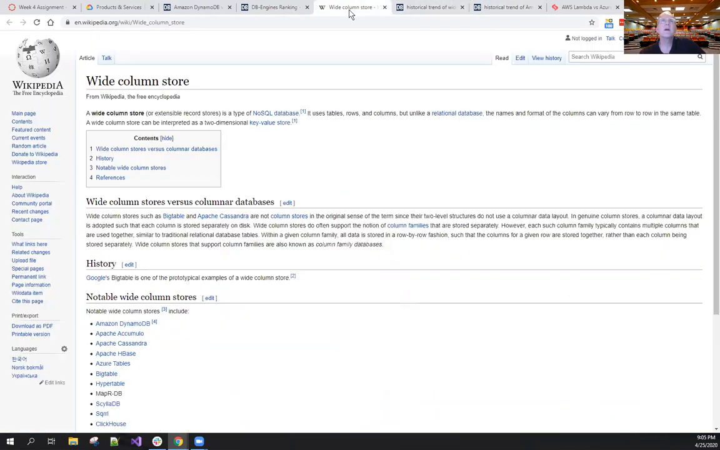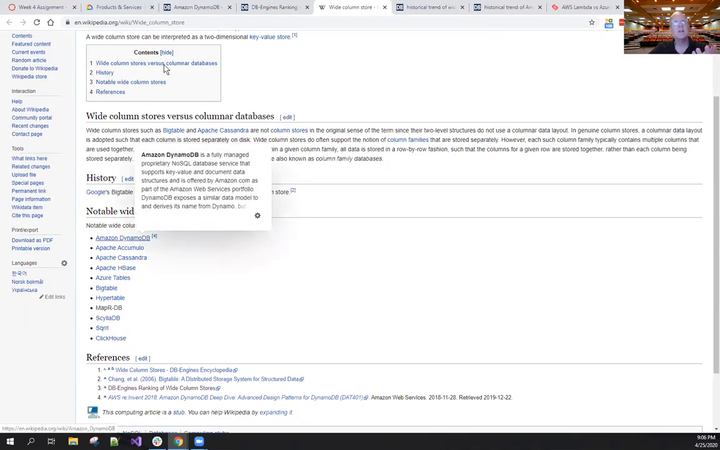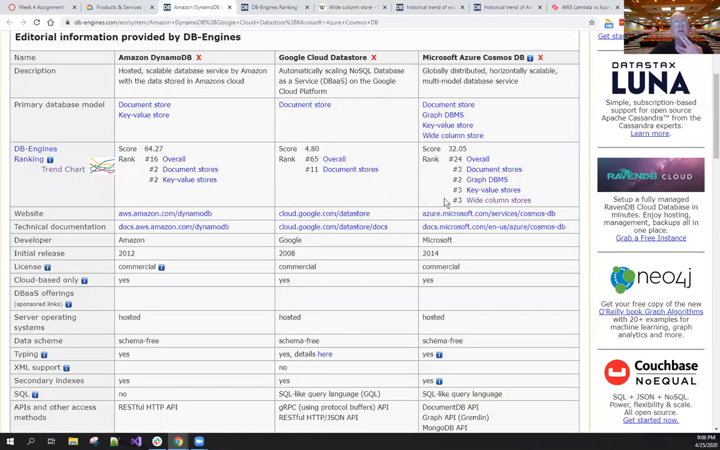Let's see. Where was I? Right here. What is a good application? Google's Bigtable. Well, that's weird. They say wide column stores, Amazon DB, and yet in this thing here, they don't say wide column store right here. That's weird.